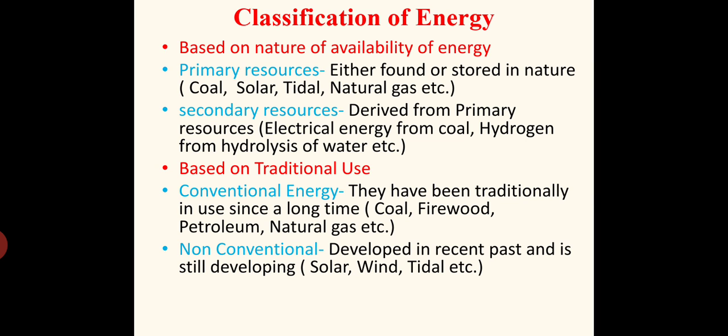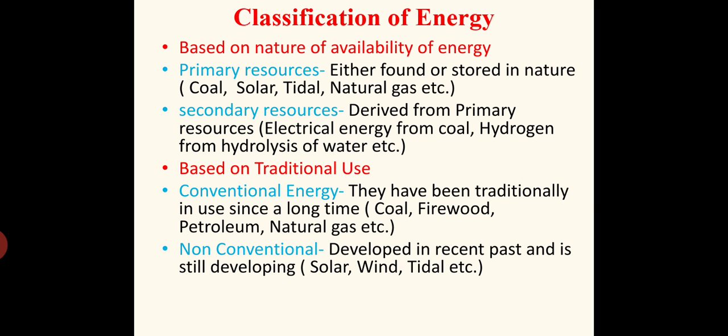Now based on traditional use, we will simply classify into conventional source of energy and non-conventional source of energy. Conventional, as the word indicates, is what we have been using conventionally for a very long time as a source of energy. They have been traditionally in use since a long time. That is the meaning of conventional energy. So the energy or the resources used traditionally for a long time include coal, firewood, petroleum, natural gas. All these we have been using for a very long time, conventionally or traditionally. So that's why these come under conventional source of energy.